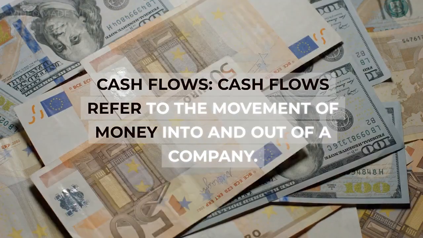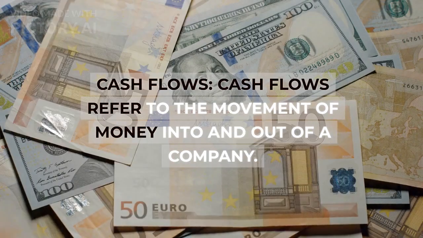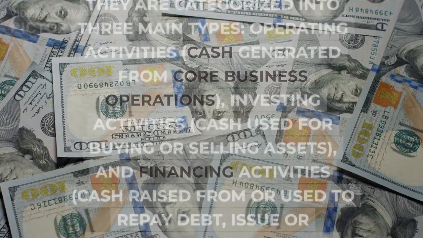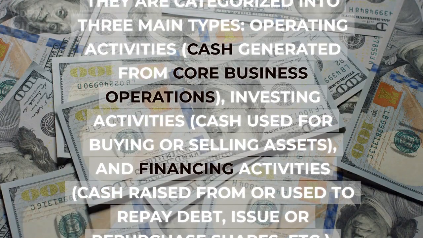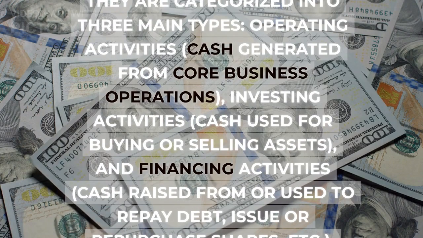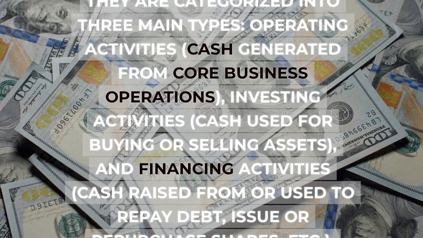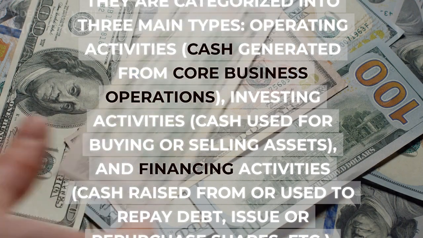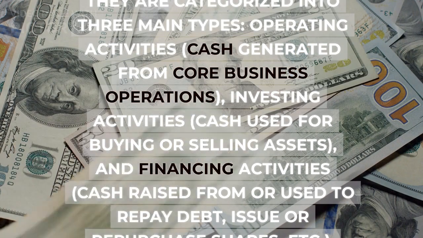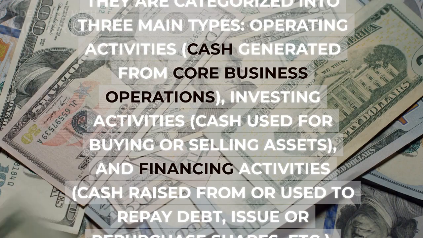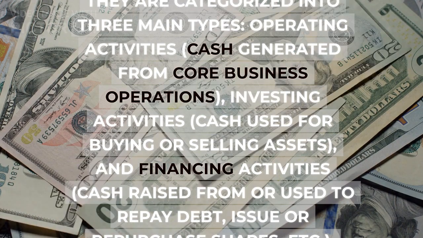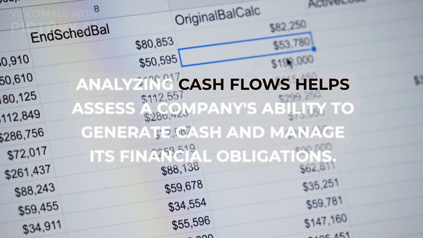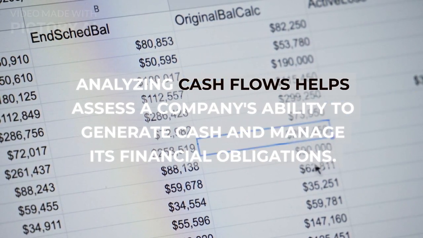Cash flows. Cash flows refer to the movement of money into and out of a company. They are categorized into three main types: operating activities, cash generated from core business operations; investing activities, cash used for buying or selling assets; and financing activities, cash raised from or used to repay debt, issue or repurchase shares, etc. Analyzing cash flows helps assess a company's ability to generate cash and manage its financial obligations.